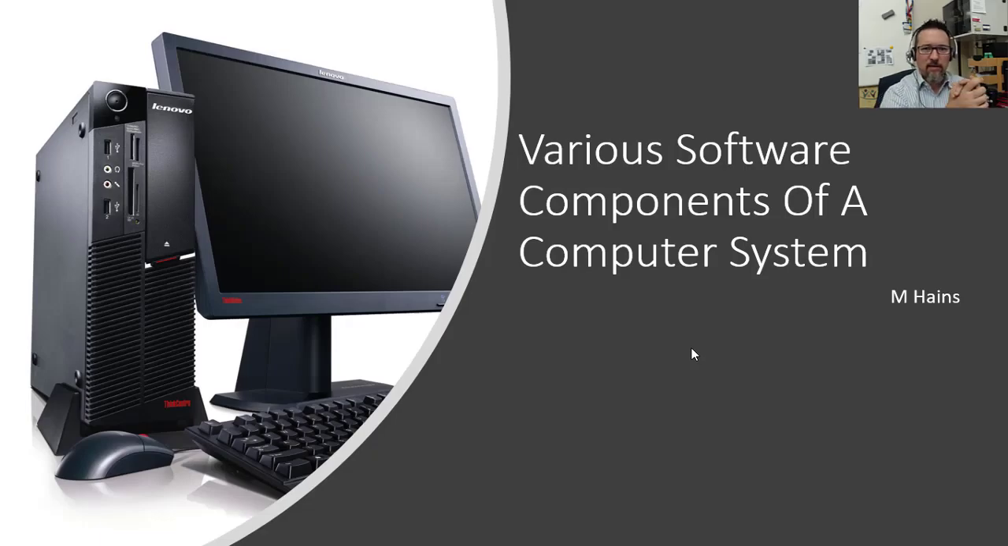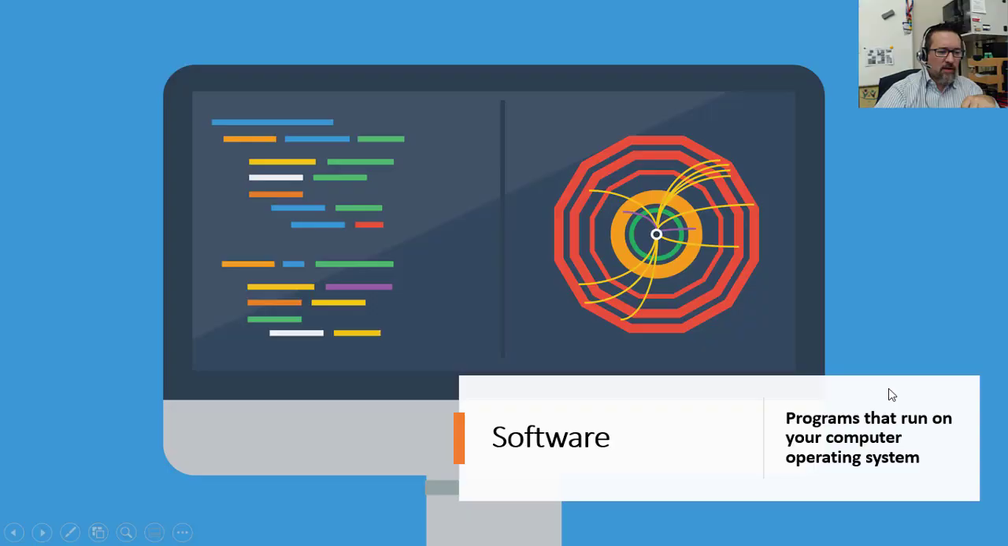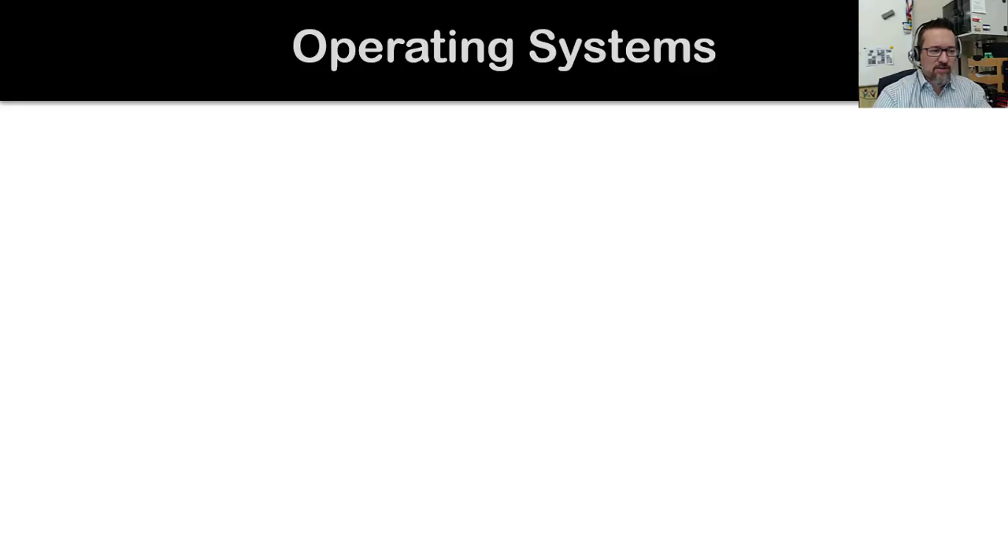Okay, so it's time to look at the various software components of a system. In the previous video, you looked at hardware. So let's have a look here. We are talking about software, so that's stuff that you can't touch. It's not tangible, it's code. It's programs that run on your computer, and they have to run on an operating system. The operating system is a type of software. It's a special type of software made to run applications.